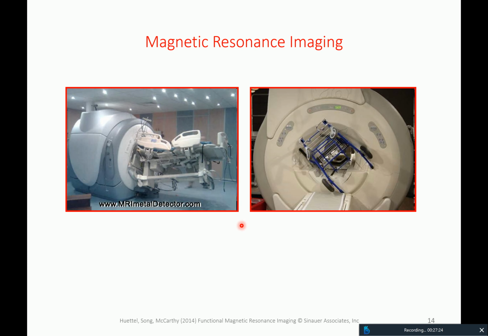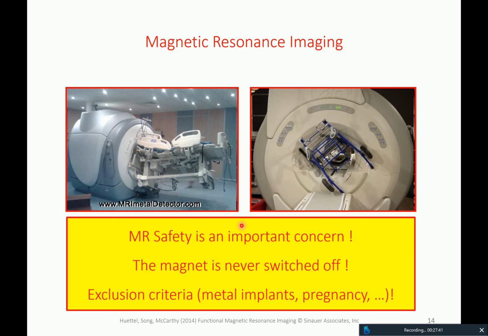So one thing that is important about magnetic resonance imaging, also in contrast to EEG, is that it's dangerous. And a lot of care needs to be taken that nobody gets hurt. And this is actually really important. So the magnet is always on. And if care is not used in dealing with the scanner, then things can go wrong.